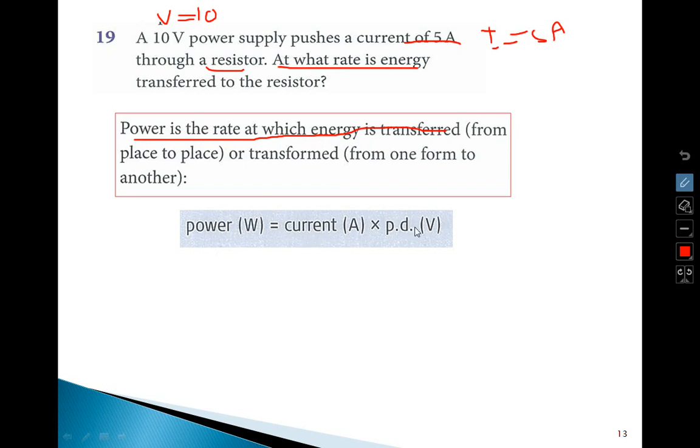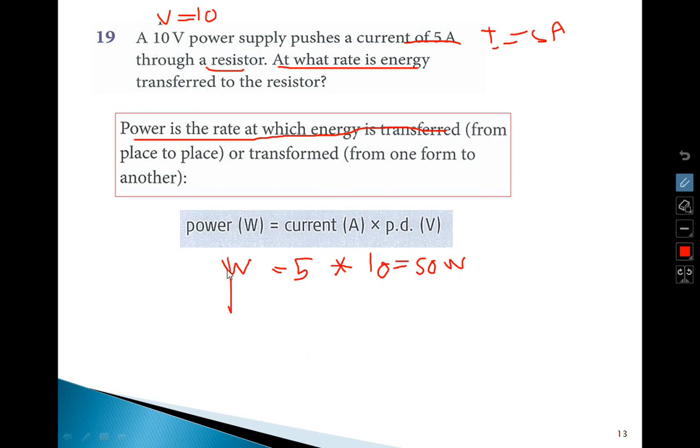Current times voltage. The value of I is 5. Write the equation, then substitute the values. First write the equation. We need to find P. P is equal to I times V. V is 10. So it's equal to 50 watts.